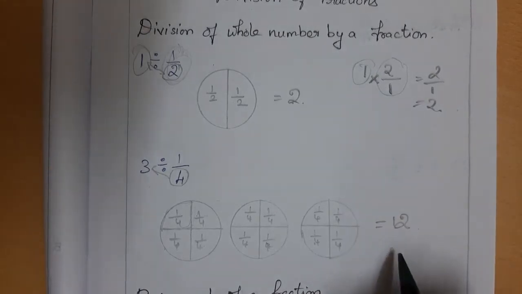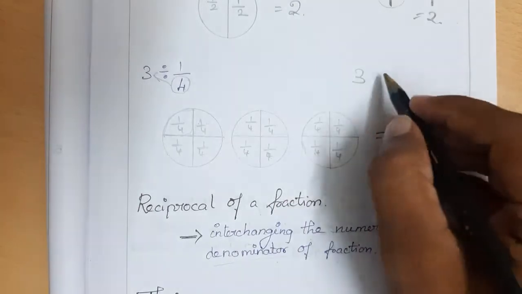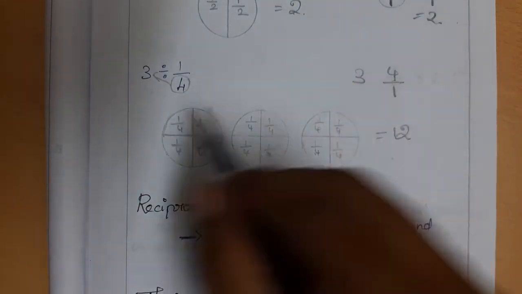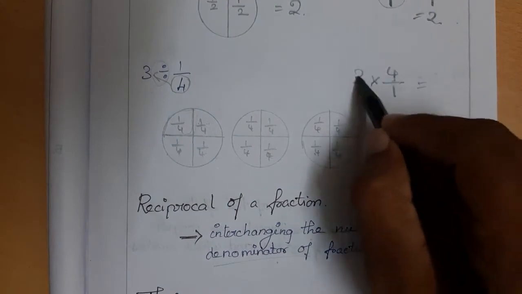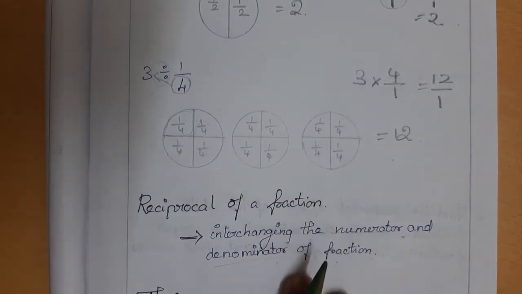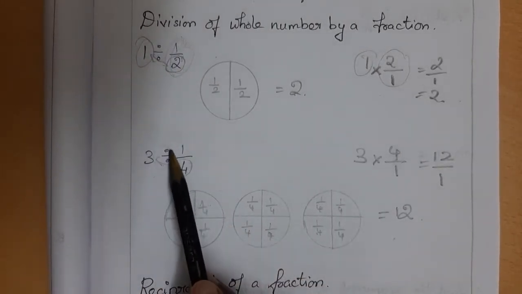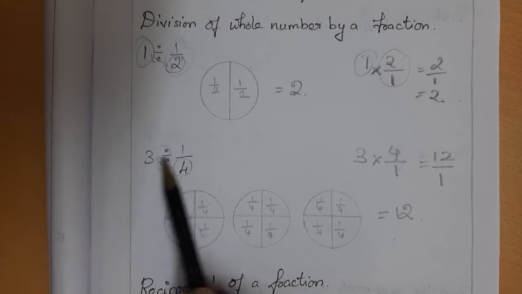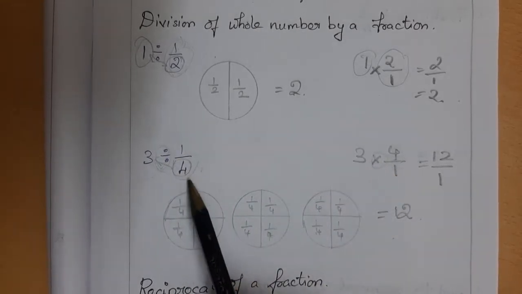Will we get the same for this? Let me check. So 3 divided by 1/4, we take the reciprocal, it becomes 4/1. Instead of dividing we can multiply. Check whether you will get the same answer. 4 threes are 12, 12/1. So here we obtain a beautiful pattern that we need not divide by the fraction directly. Yes, we can convert this division into multiplication by taking the reciprocal of the fraction, right?